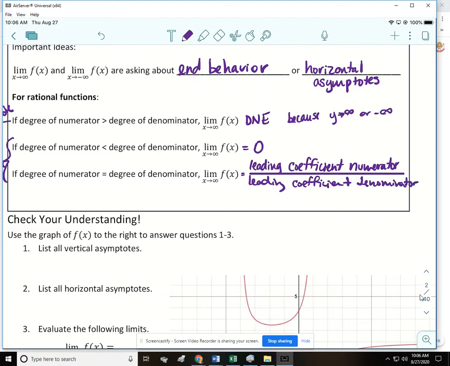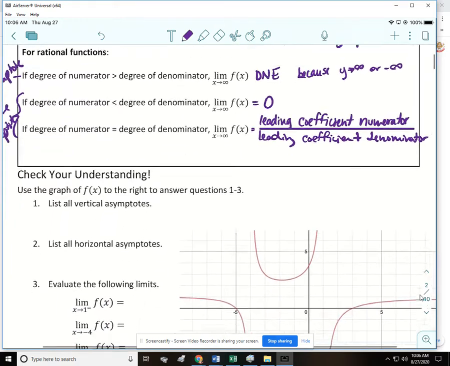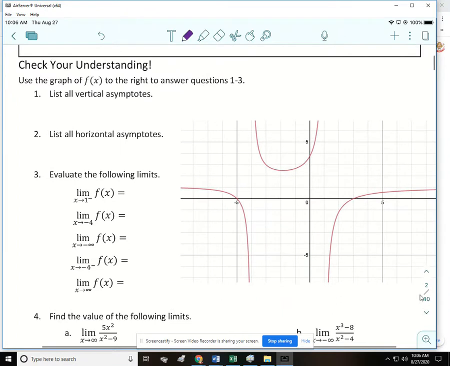All right, so that's just going to take some reviewing and studying to remember the rules, but you guys can do it. All right, so for our first check for understanding, we have a graph of f of x. We're going to just answer some questions about it. So first, we're going to list all of the vertical asymptotes.